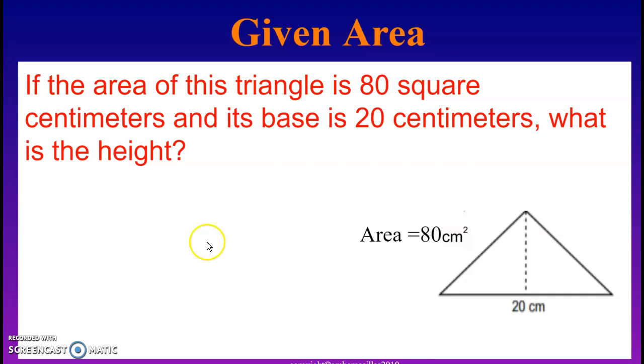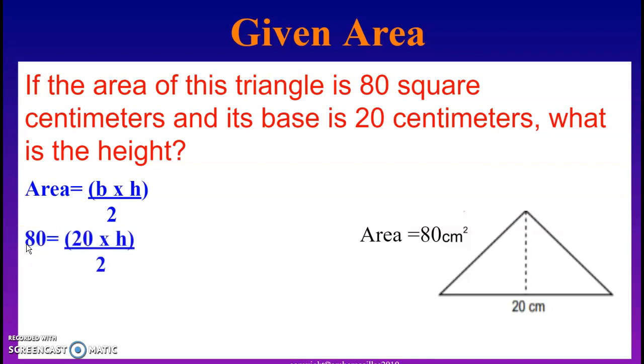Now, let's talk about how to solve this problem. The first thing I want to do is write down my formula. Area equals base times height divided by 2. It is very important that you write down your formula first. The next thing I want to do is substitute into my formula. So I'm going to fill in my formula with the information I know.